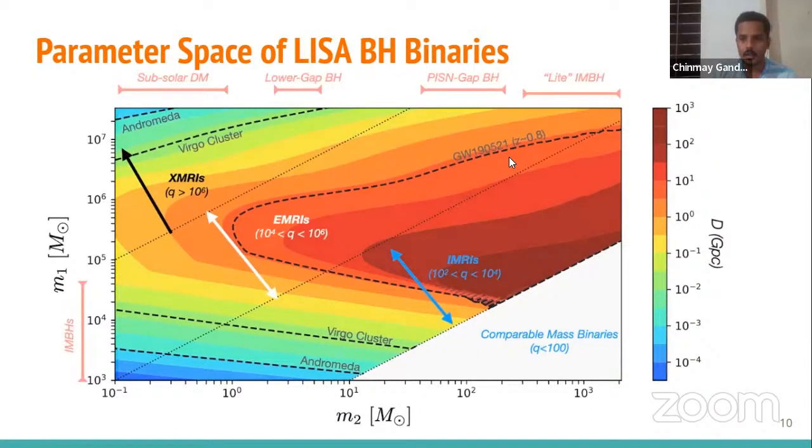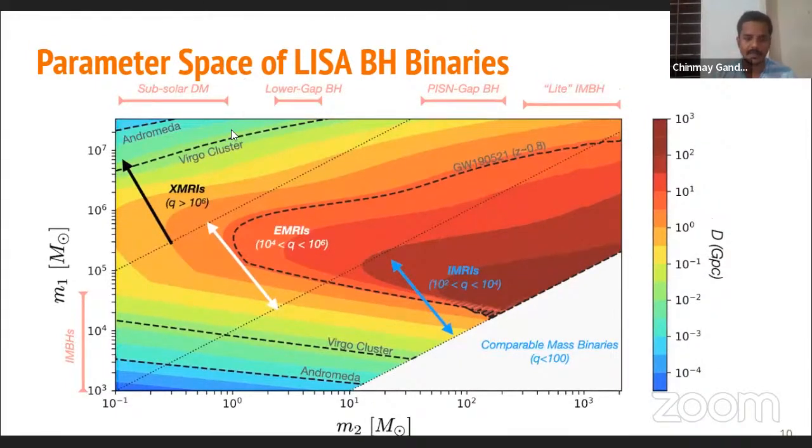So here, the black holes that we haven't seen, or haven't expected to observe in the other missions, are subsolar mass dark matter candidate kind of black holes, the lower mass gap black holes from 2 to 5 solar masses, the PISN gap black holes, and the light IMBHs, light intermediate mass black holes. They do show significant detectability up to very far away distances. To summarize from this plot, we have this table.